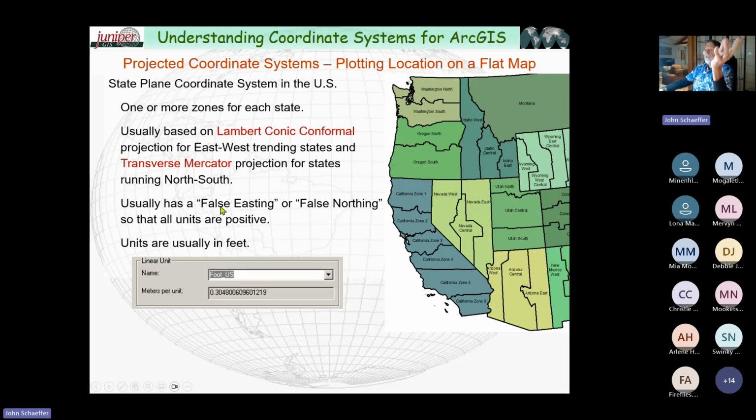Usually has a false easting or false northing. I'll show you an illustration in a minute. Units in the United States usually feet. You're so lucky you don't have to work with feet. We'll talk about that in a second.